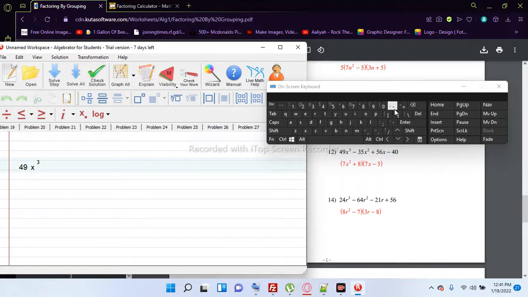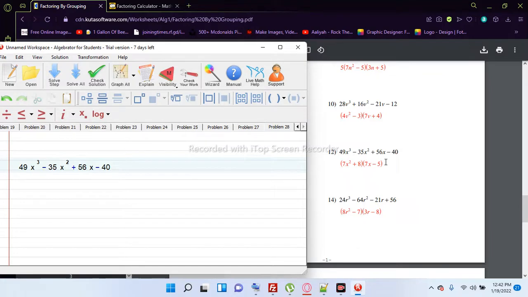Minus 35x squared. 35x, shift and a 6 key, squared. Okay. Double click in the front. Okay. Right in the front. Shift plus 56x. Okay. Minus 40. Great. Double check it. 49x cubed minus 35x squared plus 56x minus 40. Great, everybody. We're not the nerdy guy who does it by the brain here.